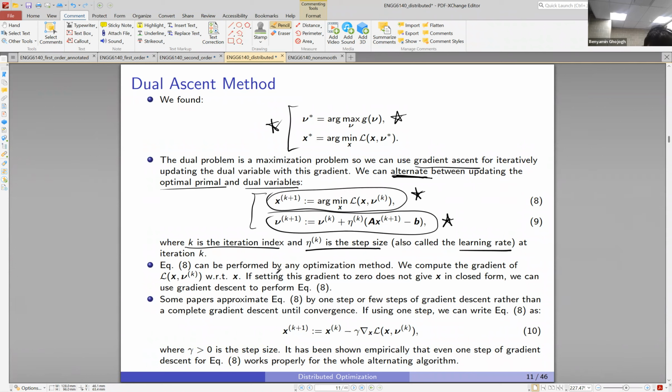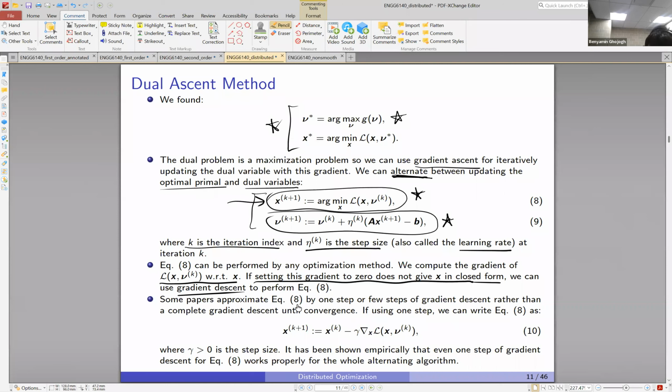Okay, equation 8. First, let's talk about equation 8. What does it do? It can be performed by any optimization method. This argmin, we compute the gradient. For example, we can do gradient descent or whatever. We compute the gradient of the Lagrangian with respect to x. If setting this gradient to 0 gives x in closed form, it's done. Otherwise, we can use gradient descent to perform equation 8 because it's minimization. And it's unconstrained. Otherwise, if it was constrained, then we would have to do, for example, a projected gradient method. But now it's unconstrained, so gradient descent suffices.